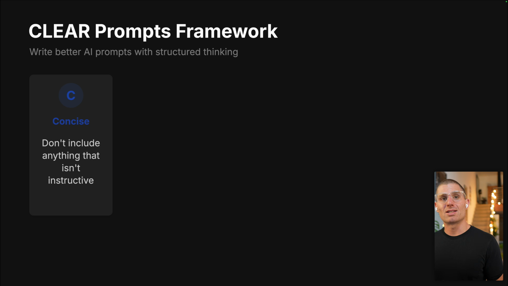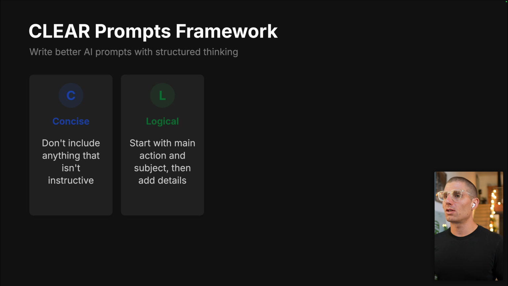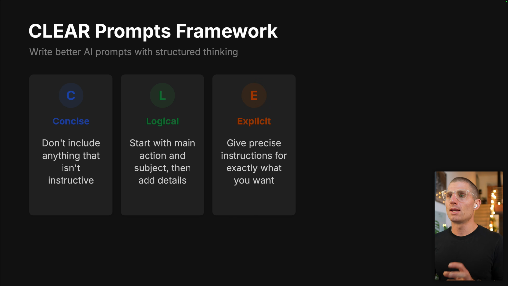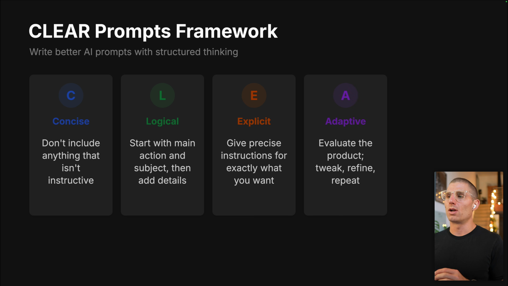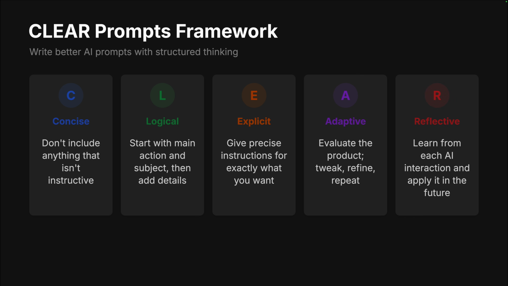We're going to follow my CLEAR prompts framework. I talk about this in another video, but an undercurrent of this video is that all our prompts should be clear. What do I mean when I say that? They should be concise. We're not including anything that isn't instructive. Logical. We're going to start with a main action and a subject, and then we're going to add details. Explicit. We're going to give precise instructions for exactly what you want. Adaptive. That means we're going to evaluate the product. We're going to evaluate what AI creates. We're going to tweak it, refine it, and repeat. And finally, reflective. We're going to learn from each AI interaction. We're going to apply those lessons going forward.